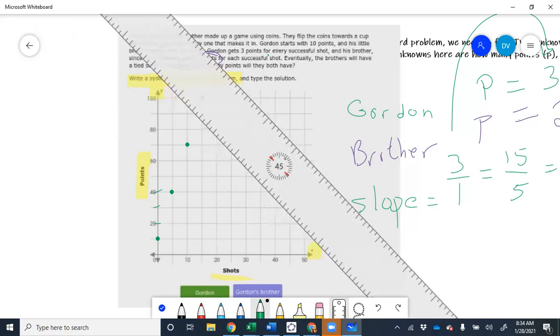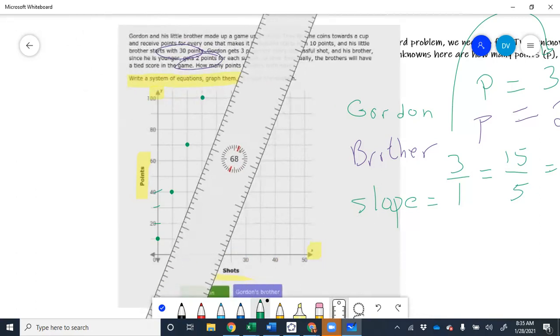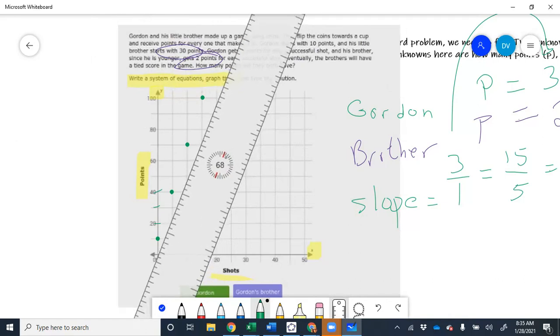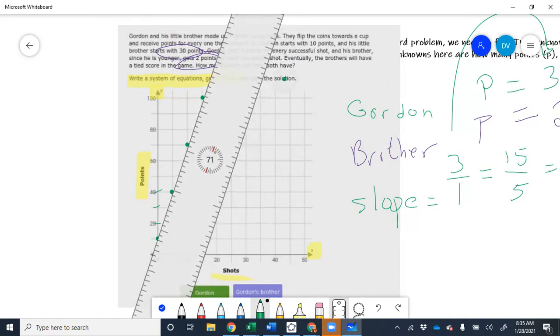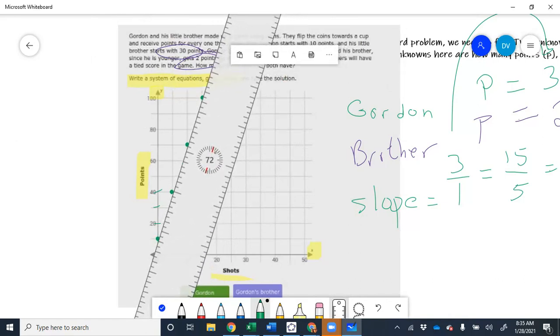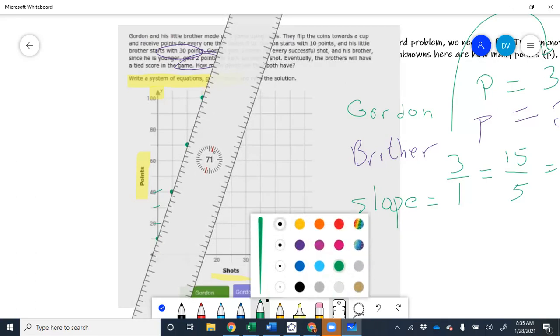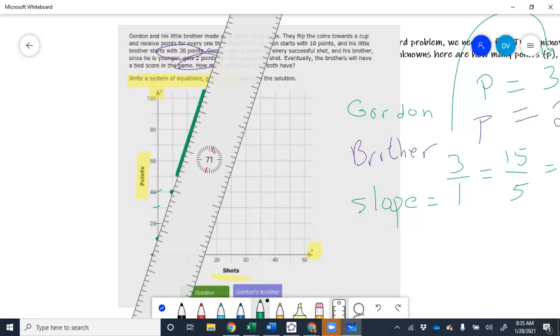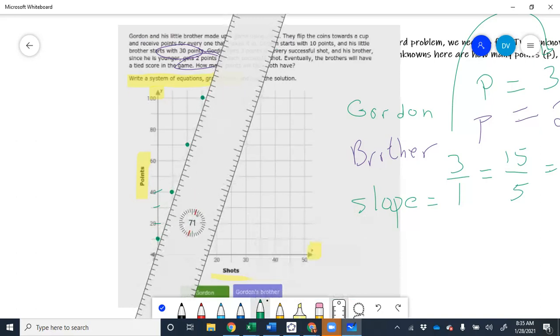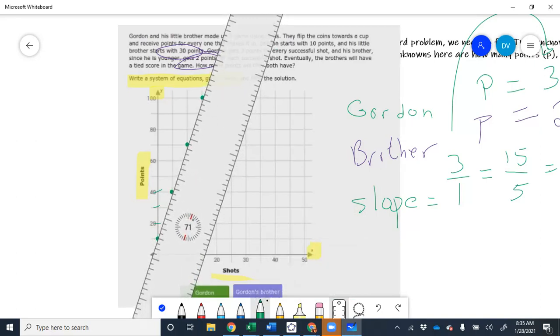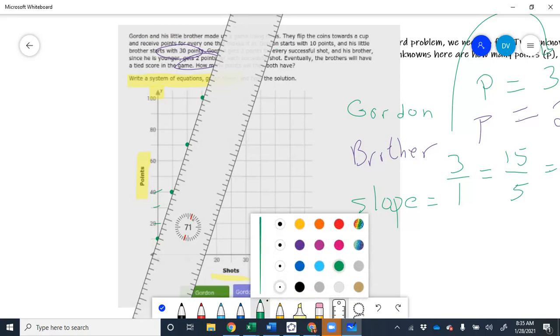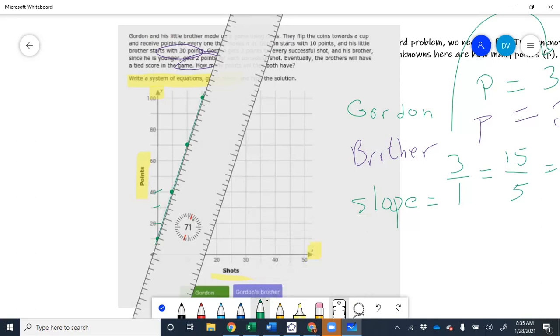Yours, remember, will be a lot quicker with the tools that they give you in IXL. It takes a very careful lining up. And I'll make a thin green line here. That's too thick. Okay. Darn it. There we go.